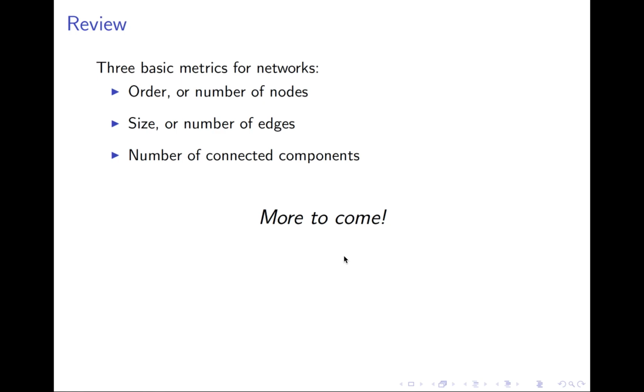So in review, we've covered 3 basic metrics for our networks: the order, which is the number of nodes inside of your network; the size, which is the number of edges; and then finally the number of connected components. There are many more metrics for networks, and we're going to explore those in further videos. Thank you.